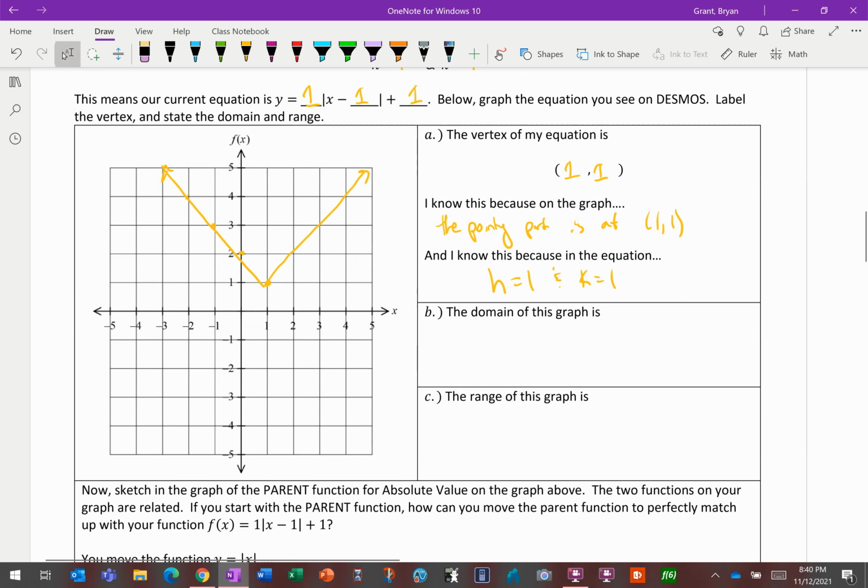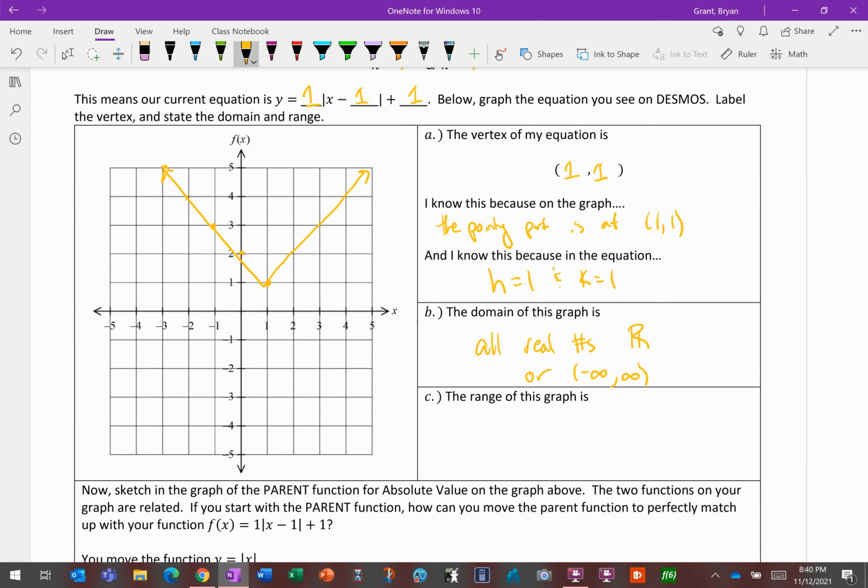The domain, well, how wide does this graph get? It goes forever in each direction, so this graph gets infinitely wide, so we're going to say it's all real numbers. Or you could use that double bar R, or you could say it goes from -infinity to infinity.